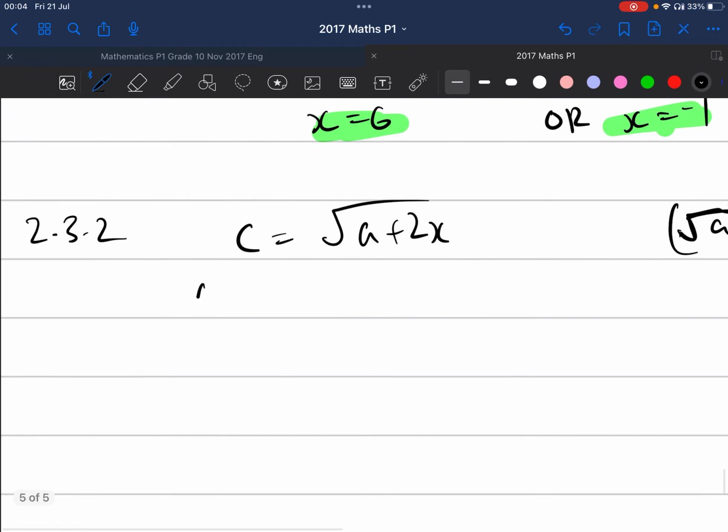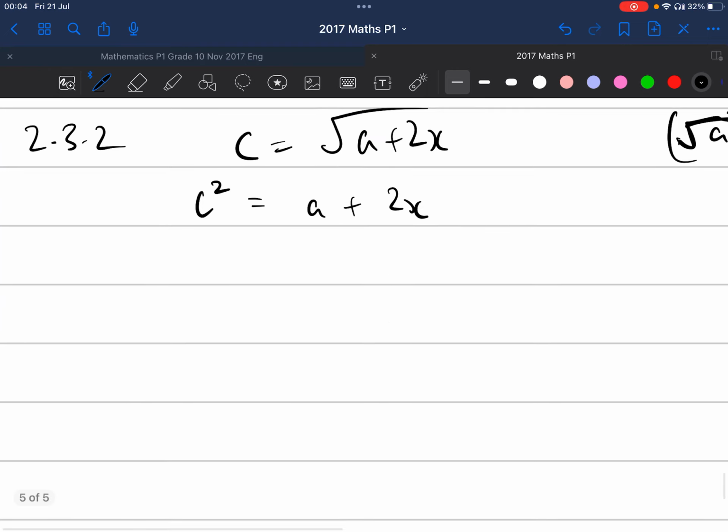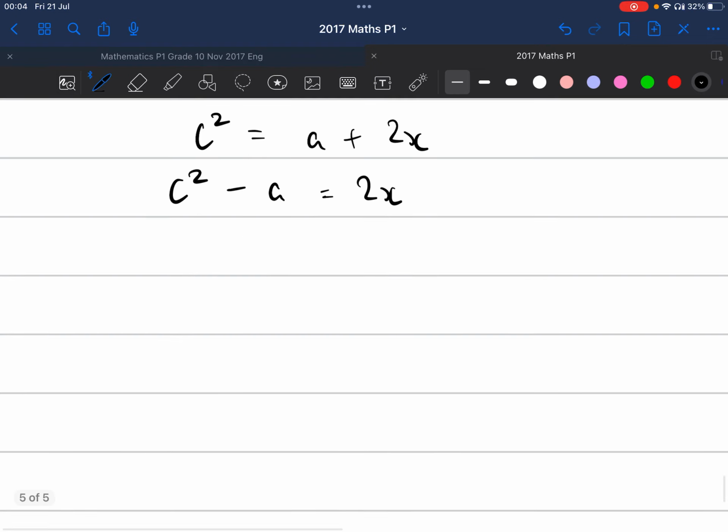So let's square both sides. I'll have c squared equals, now remember, if I square that there, I'll just get rid of the square root, so I'll have a plus 2x. Okay, and now again, we want to get x on its own. So I'll bring this to the other side. I'll have c squared minus a equals 2x. And then I'll divide both sides by 2 to get x on its own. So c squared minus a, over 2, equals x. Okay, and that's the answer.